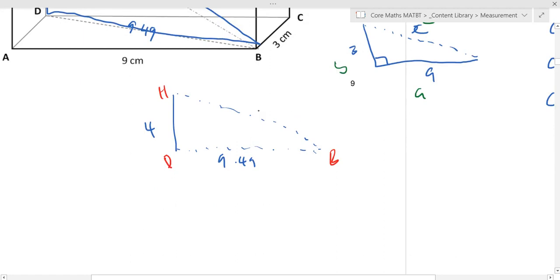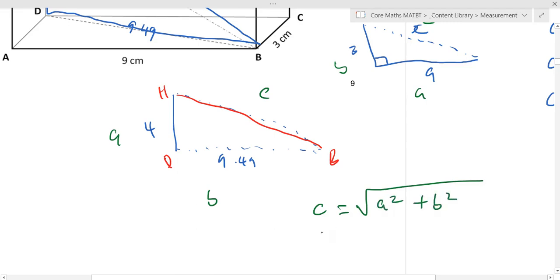Okay, so I'm trying to find out what is the length of HB. Alright, so for this, that's C, there's A, there's B, so I'm looking for the C formula. It's going to be A squared plus B squared. C is equal to the square root of 4 squared plus 9.49 squared.